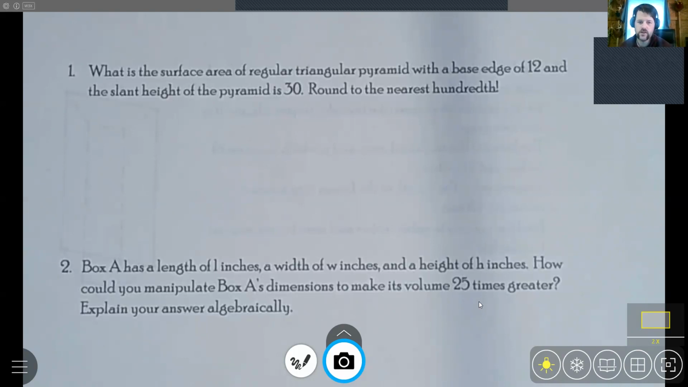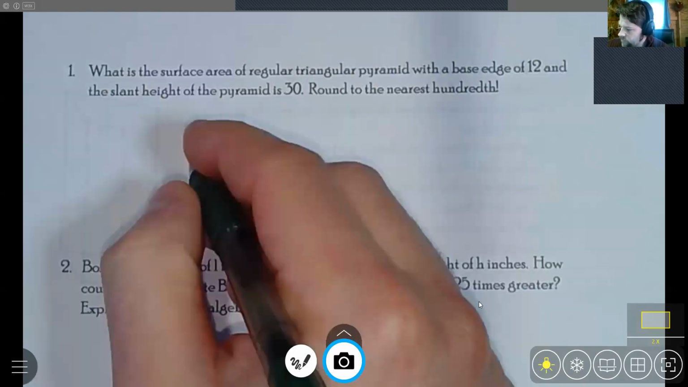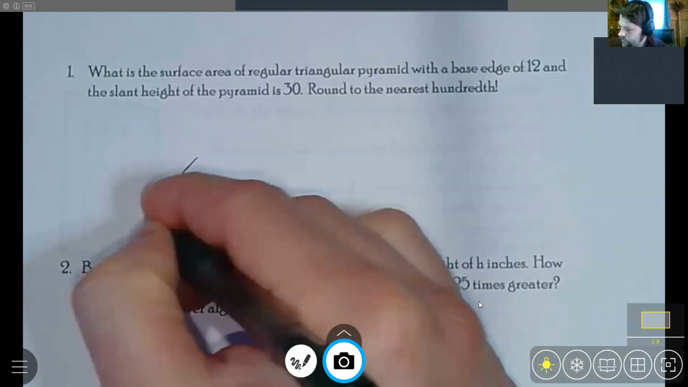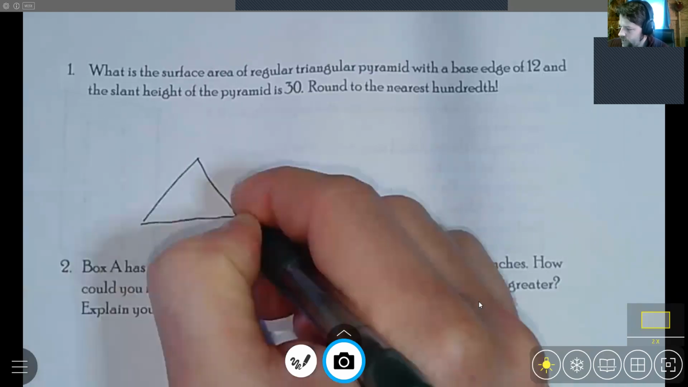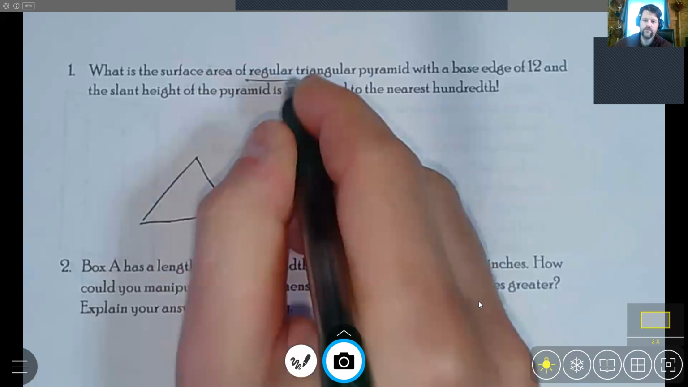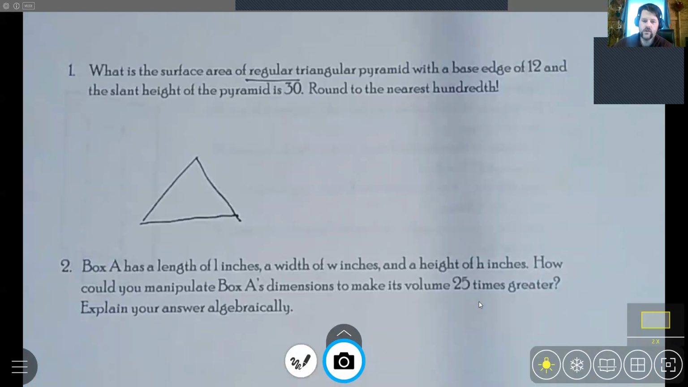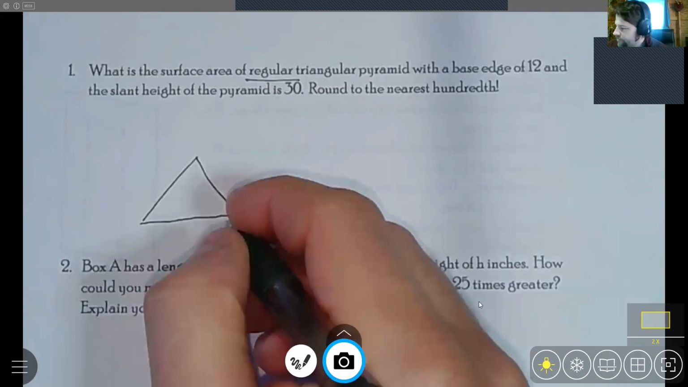All right, what is the surface area of a regular triangle pyramid with a base of 12 and a slant height of the pyramid of 30? Okay, so try to draw a picture. Recall that when it says regular, that means that it's equilateral. So if you had a regular hexagonal pyramid, the base would be a regular hexagon. This was supposed to be an equilateral triangle.